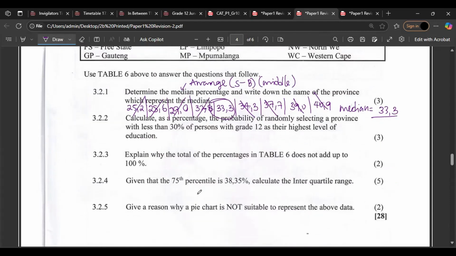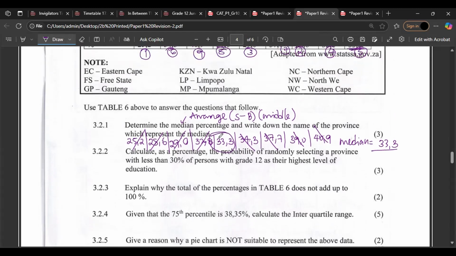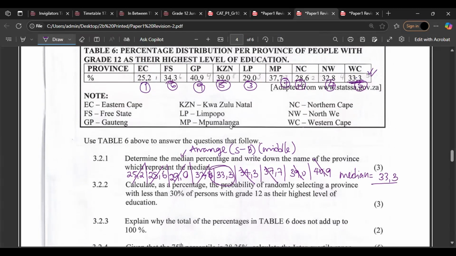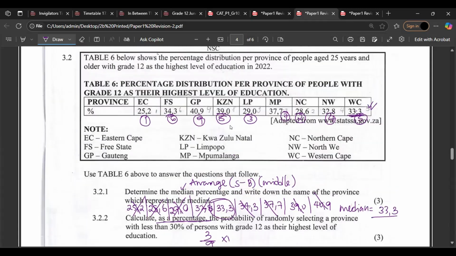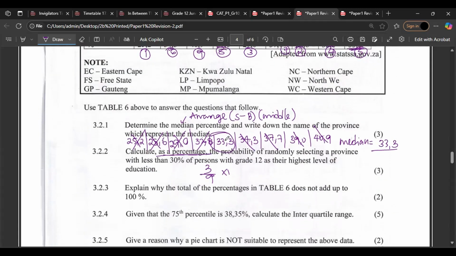Calculate as a percentage the probability of randomly selecting a province with less than 30% of people with grade 12 as their highest level of education. So now less than 30. Out of this, how many have less? We have 1, 2, 3. So it's 3 out of 9. But they said calculate the probability as a percentage. So what do we do? Multiply by 100, you end up having 33.33%. Don't forget that symbol.